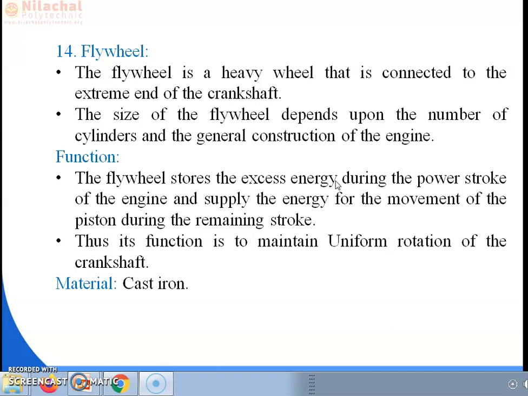When is it utilized? It is utilized for suction, compression and exhaust, when the piston needs some work to move up and down. At that time the flywheel gives the energy to the crankshaft, and from the crankshaft through the connecting rod to the piston.